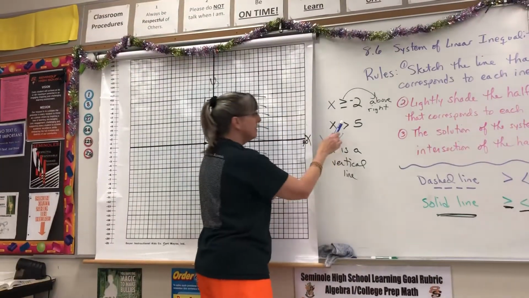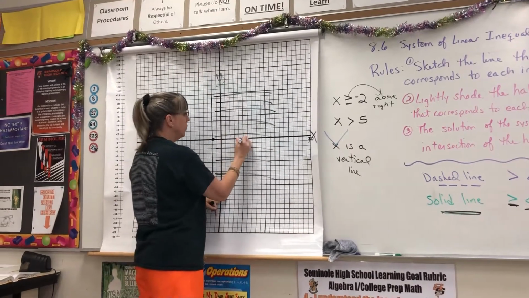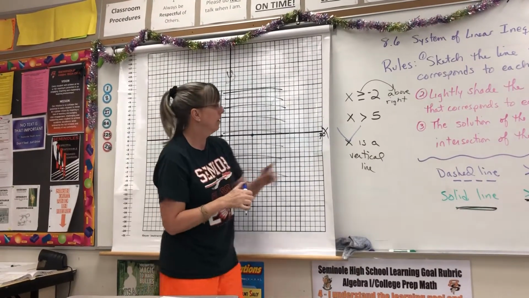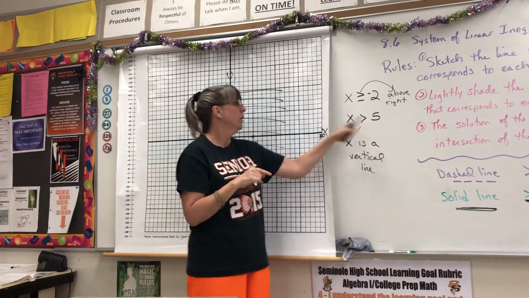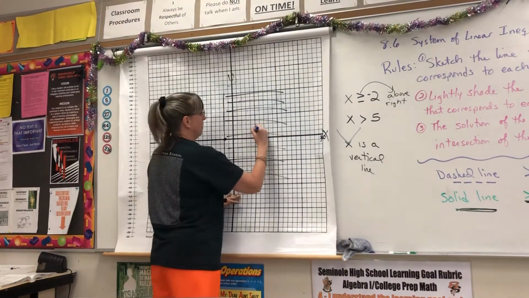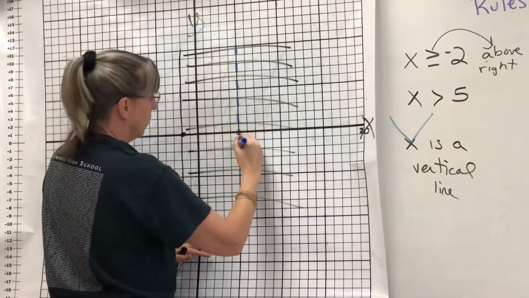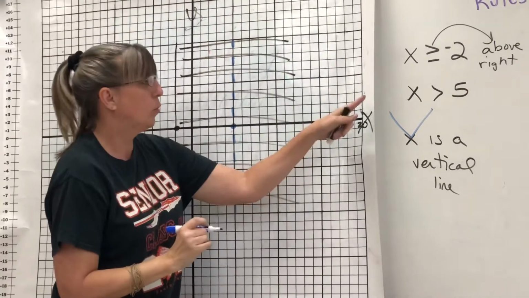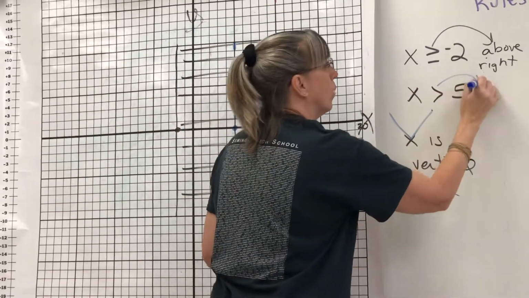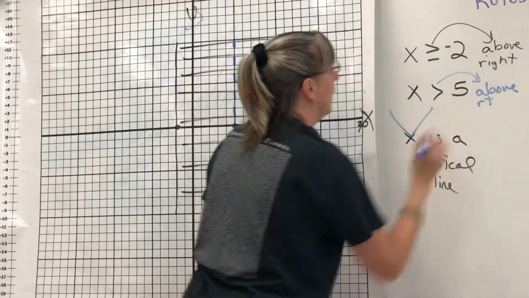Then I have x is greater than 5. So I'm going to go to where x is 5. There is no equal sign underneath, so it's not included. So it is a dotted line. I'm going to go all the way up, all the way down. And it's greater than, so again, greater than is above, and in this case, again, to the right.